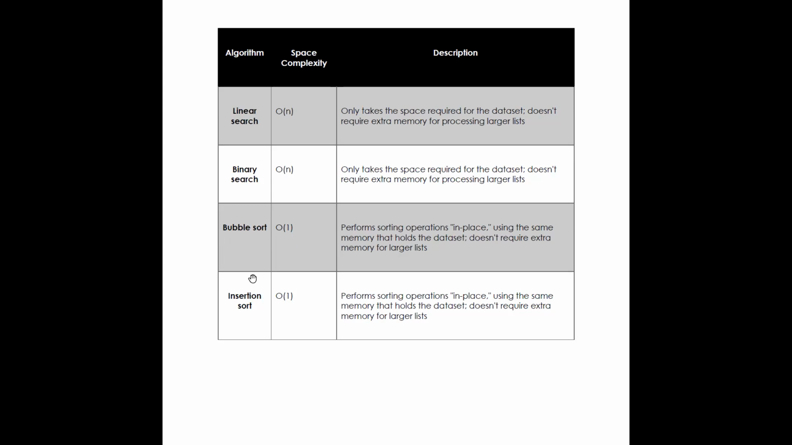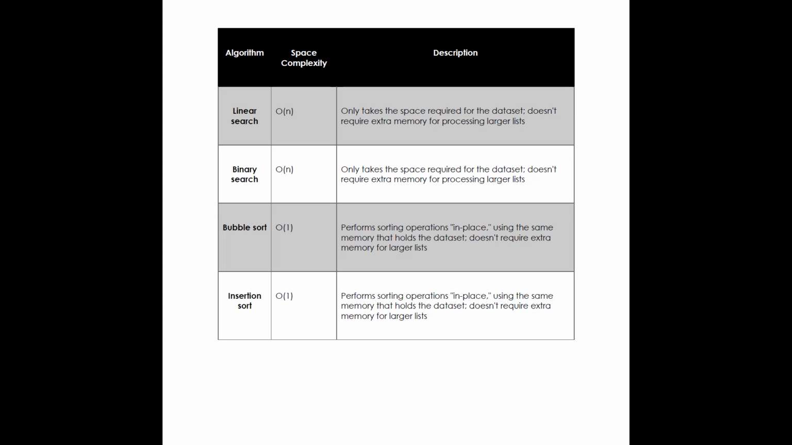Bubble sort, insertion sort: O of 1. These sorting algorithms have a constant space complexity, meaning they do not require extra memory for sorting larger lists. They perform the sorting operations in place, using the same memory that holds the original dataset.